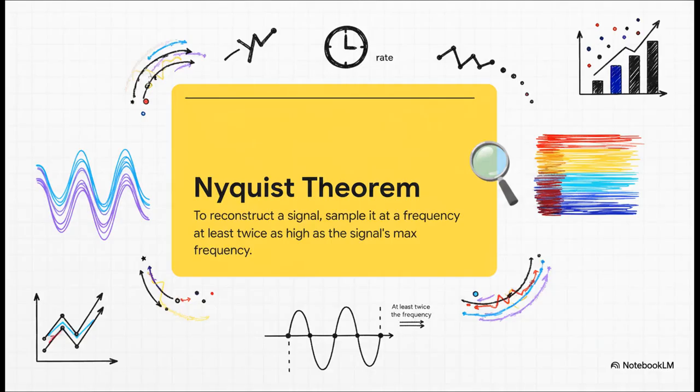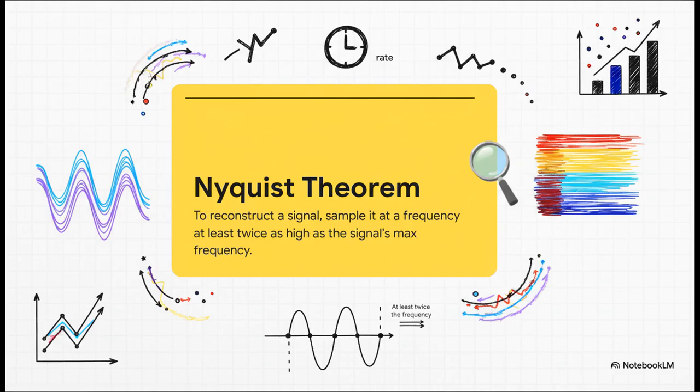And it's not just guesswork. There's actually a golden rule for this, called the Nyquist theorem. And it's pretty simple. To perfectly capture and rebuild that original sound wave without losing any information, you have to sample at a frequency that's at least twice as high as the highest frequency in the sound itself.